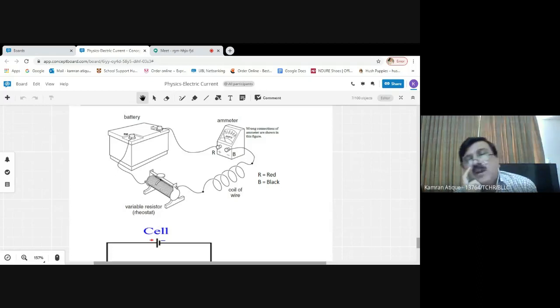The coil of wire is not necessary here, beta. Only a wire is required. This particular wire can be of the shape of a coil, or it need not be of the shape of a coil.